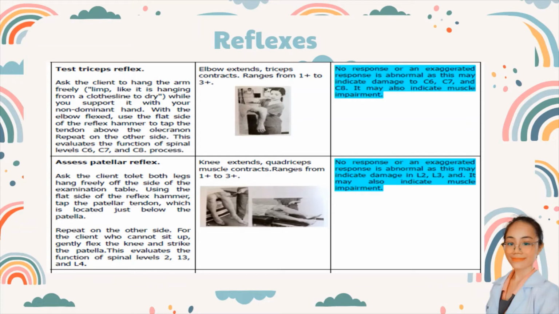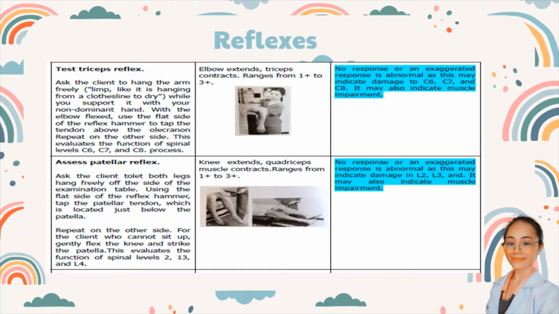The normal findings would be that the elbow would extend and the triceps would contract, ranging from 1 to 3. The abnormal findings would be that there is no response or an exaggerated response, as this may indicate damage to C6, C7, and C8, and it may also indicate muscle impairment.